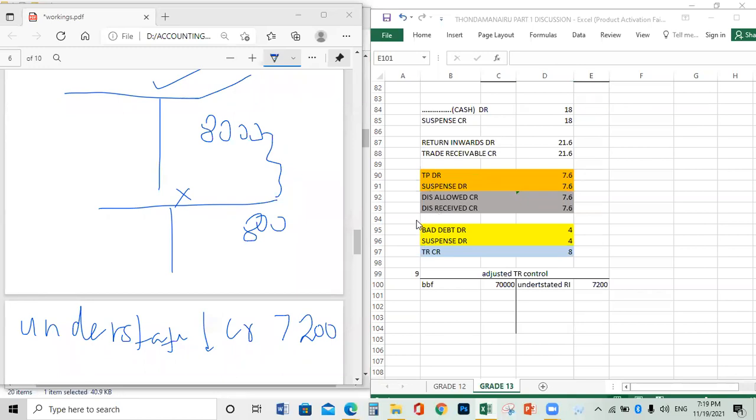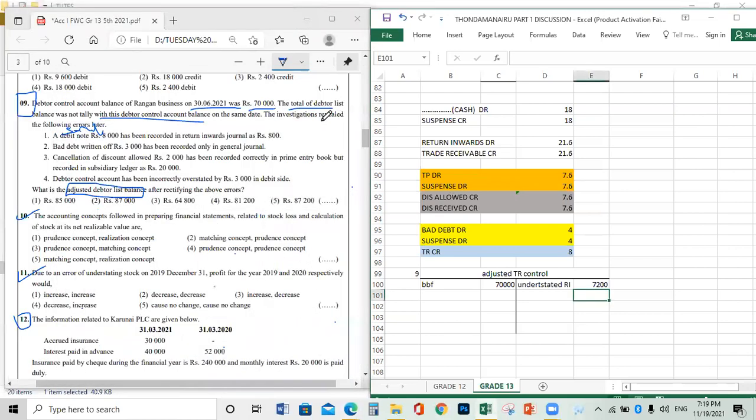No, it will not affect the list balance because there is a mistake in the journal. If the journal is wrong, okay, now the list balance also becomes a problem, no?